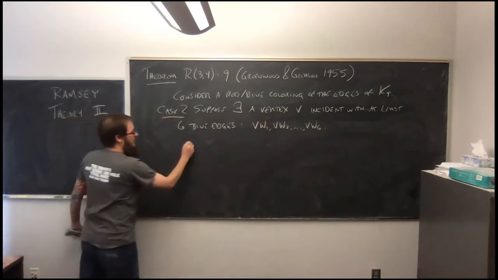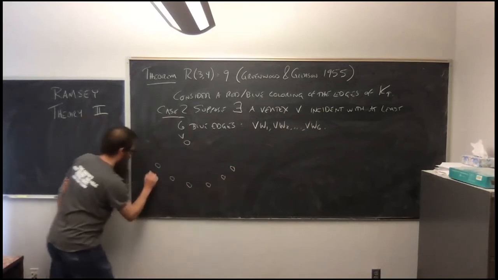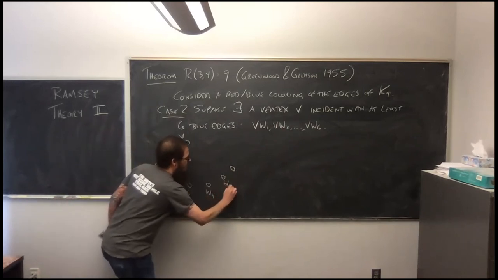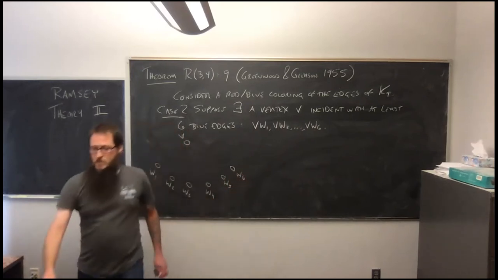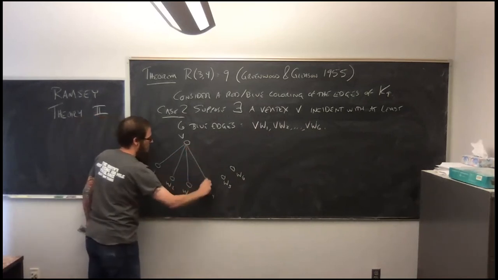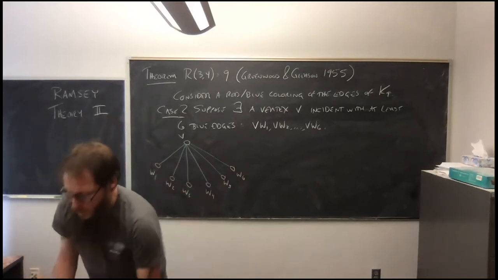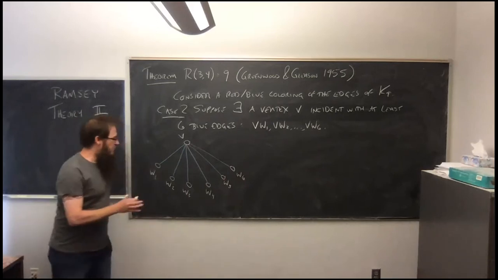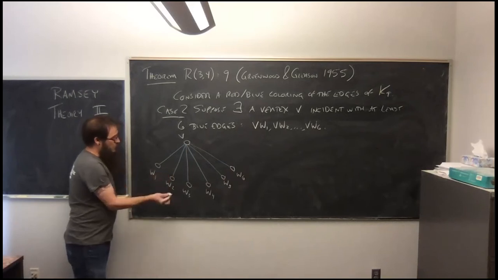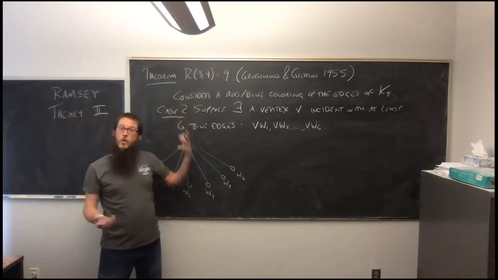So let me draw this picture. I've got my vertex V, and then 1, 2, 3, 4, 5, 6, W1, W2, 3, 4, 5, and 6. And these are all blue edges this time. Now, for this one, it's a little bit different because it's not enough to just have one of these be blue. If I were to make just this one blue, I have a blue triangle, but I'm trying to force a blue K4, so that's not quite enough.